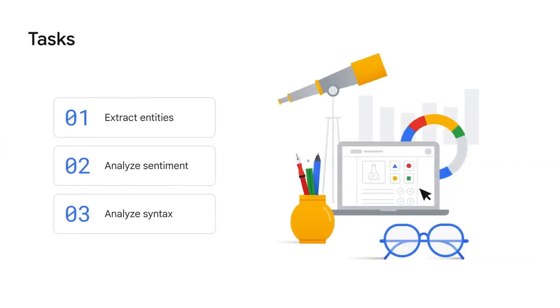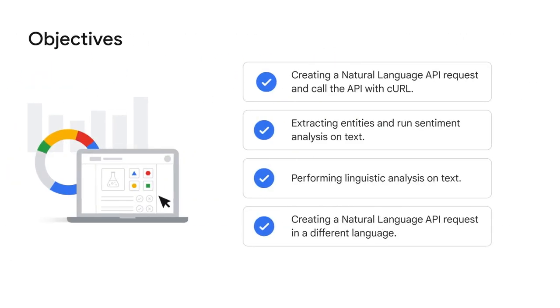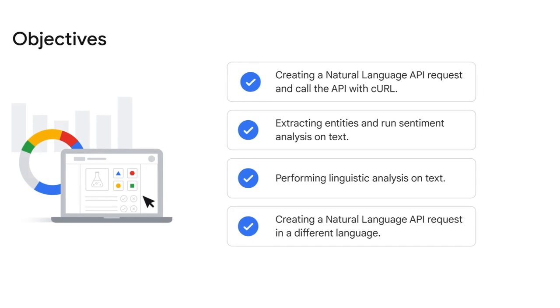Equipped with the technical details, in this lab you'll use the natural language API to extract entities, analyze sentiment, and analyze syntax. By completing the lab, you'll get practice creating a natural language API request and calling the API with curl, extracting entities and running sentiment analysis on text, performing linguistic analysis on text, and creating a natural language API request in a different language.